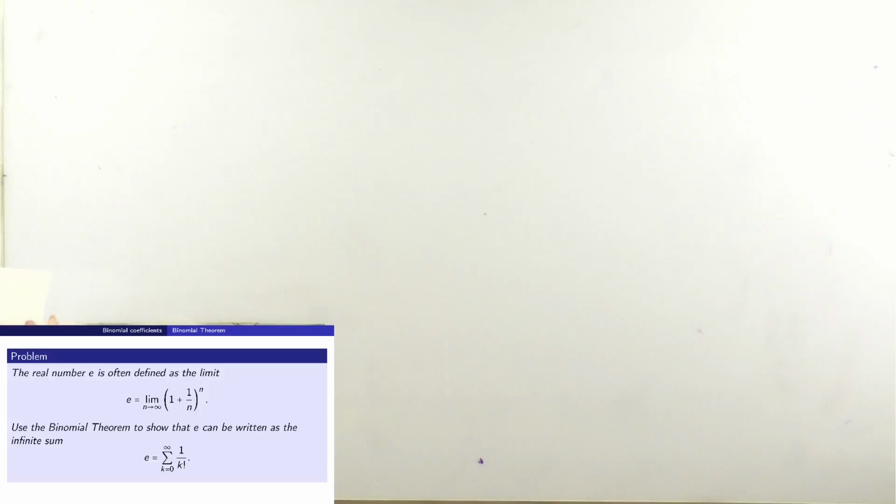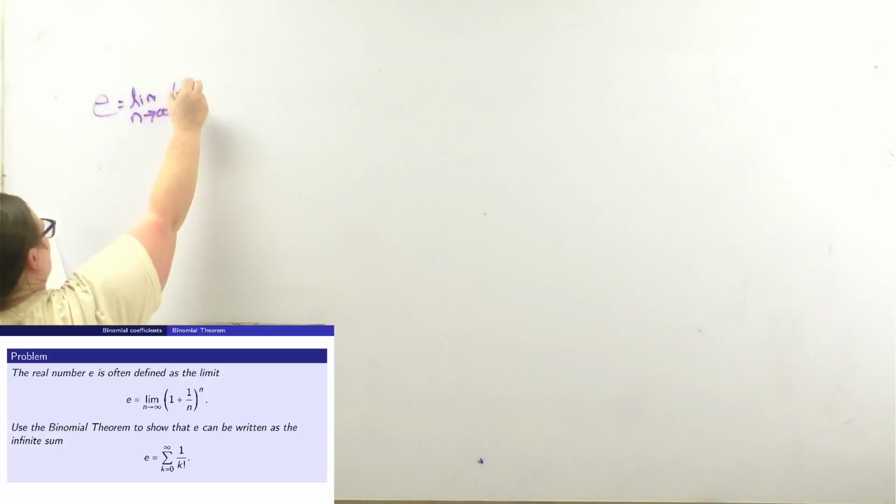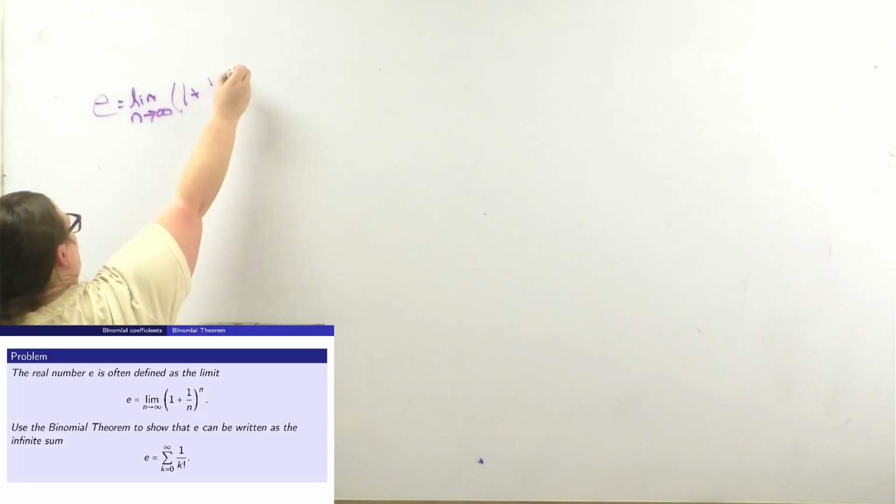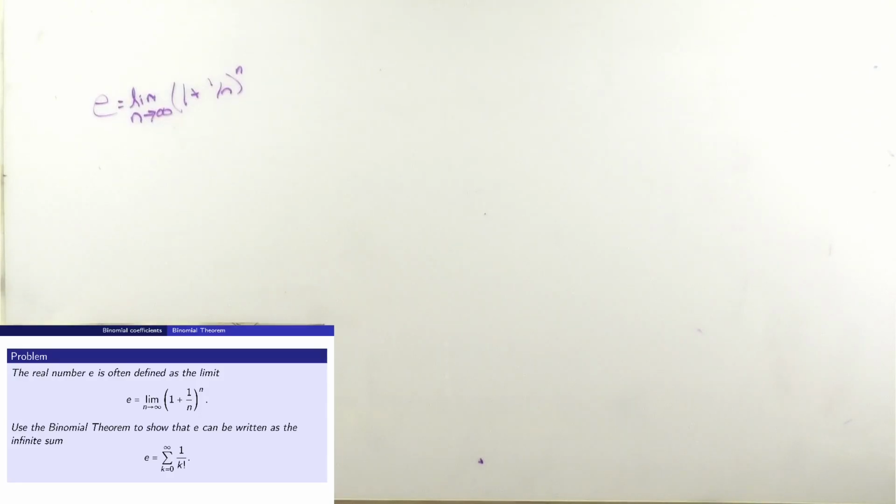Okay. Fun fact in life, the number e, which is a number, is equal to the limit as n goes to infinity of 1 plus 1 over n to the power of n. This is a super cool thing. We're going to use the binomial theorem to show that e is also equal to the sum of 1 over k factorial. Okay, cool.